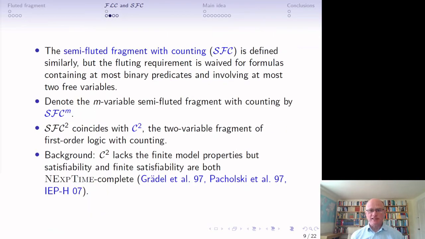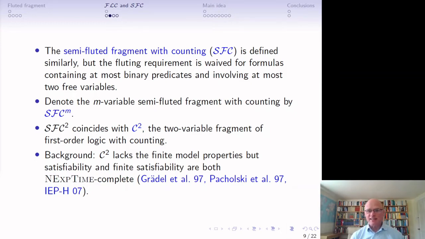We shall additionally consider the semi-fluted fragment with counting, abbreviated SFC, in which the fluting restriction is waived for subformulas with at most 2 variables. So this fragment arises as a byproduct of the satisfiability checking procedure for the fluted fragment with counting outlined below. So it's something we get for free.